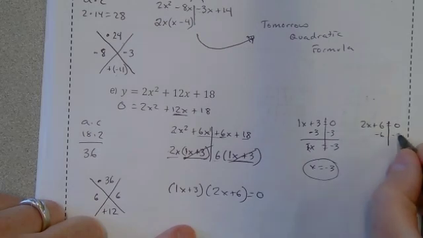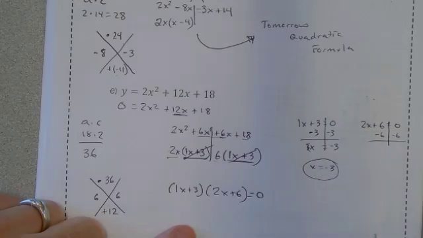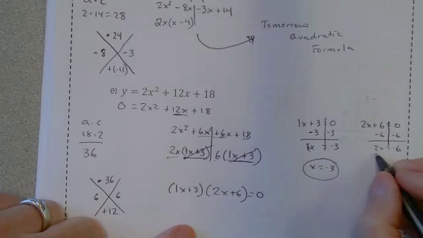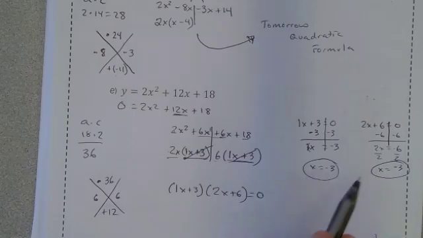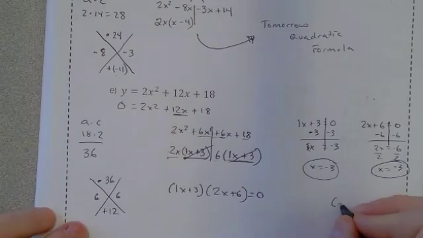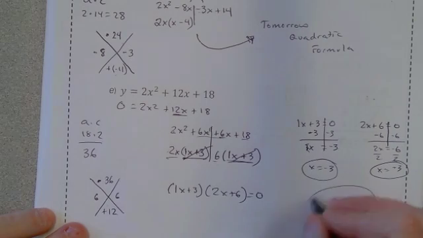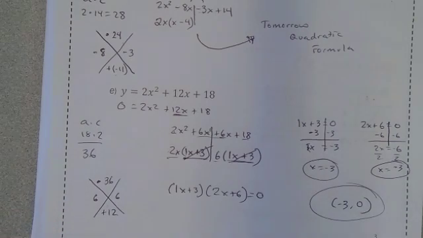Here, I'm going to subtract 6 from each side. 2x equals negative 6. And I divide by 2. X equals negative 3 again. Since these are the same, the only x-intercept is at negative 3, 0 on this one. That was a lot of steps, right?